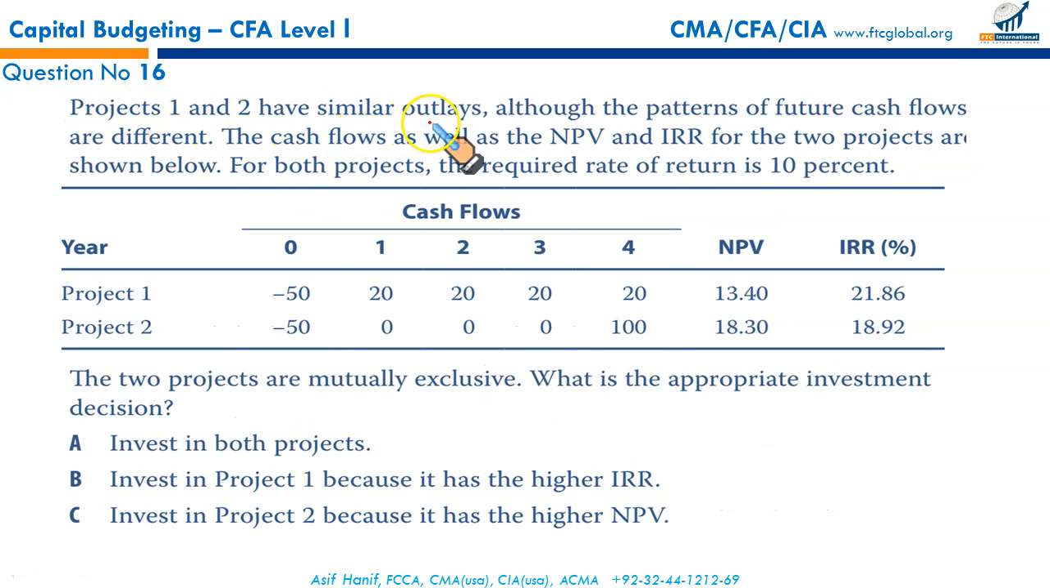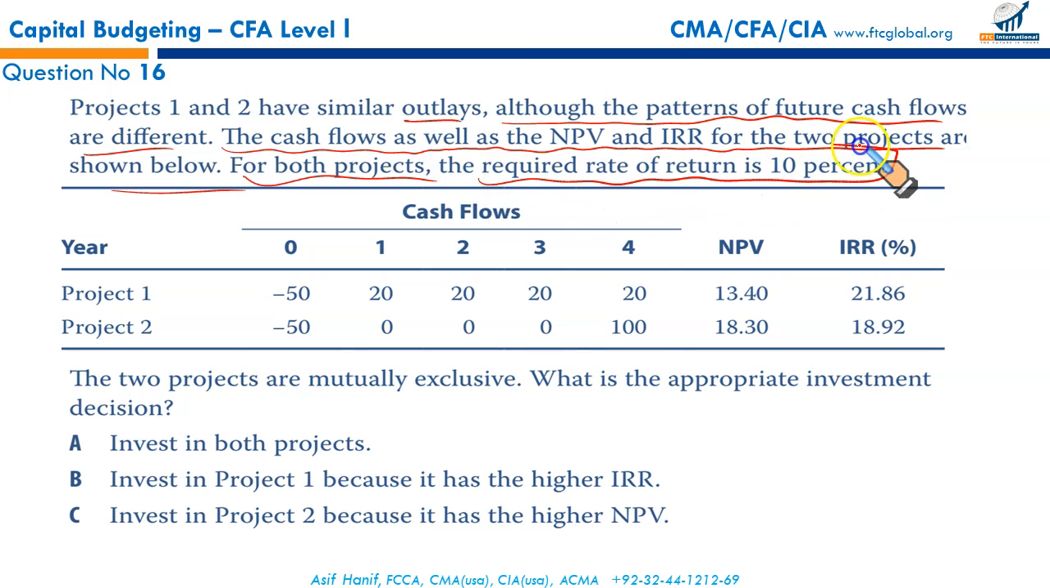Projects 1 and 2 have similar outlays, although the patterns of future cash flows are different. The cash flows as well as NPV and IRR for the two projects are shown below. For both projects, the required rate of return is 10%. The projects are mutually exclusive, which means we can take either project 1 or project 2, not both. What is the appropriate investment decision? Invest in both? We cannot, since they are mutually exclusive.